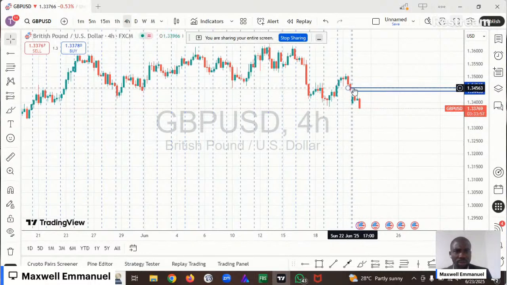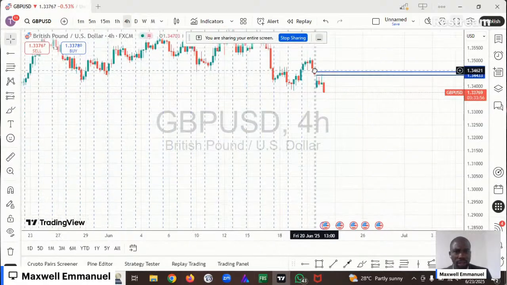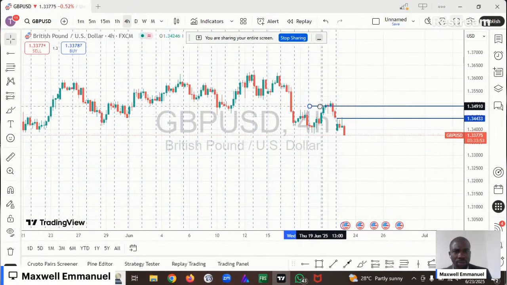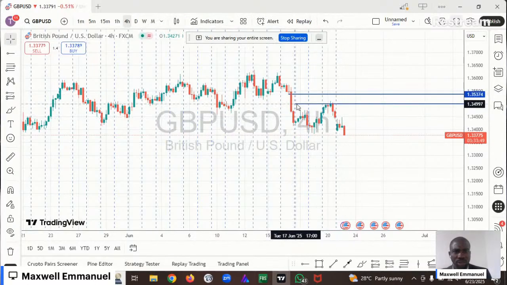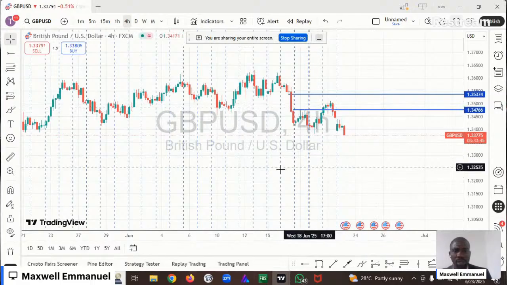No, sorry, this was it. Last Friday, the fair value gap on the 4-hour. Okay, this is it. So price just tested that zone. It didn't fill the fair value gap entirely. You can see.